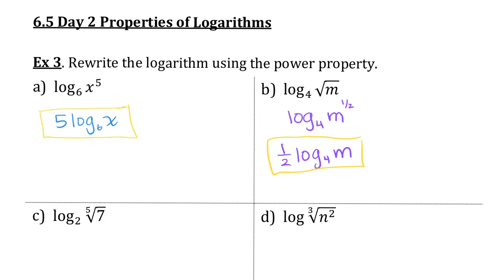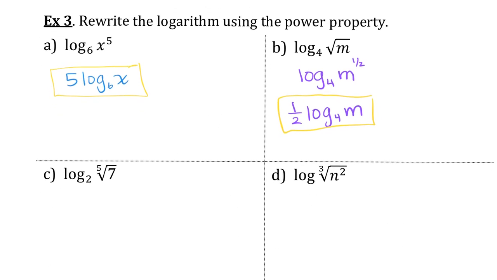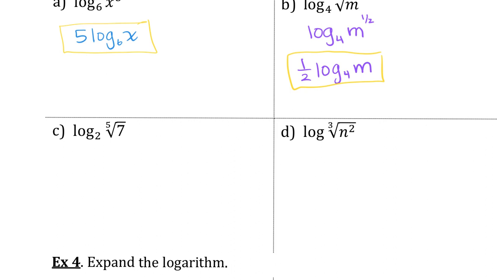Okay, let's look at C and try the same idea. I want to use the power property. It's a 5th root. It does not have an exponent currently, so I need to rewrite it with an exponent. If I'm doing a 5th root, the exponent is 1/5. Okay, now that I rewrote it with the 1/5, I can bring down the 1/5.